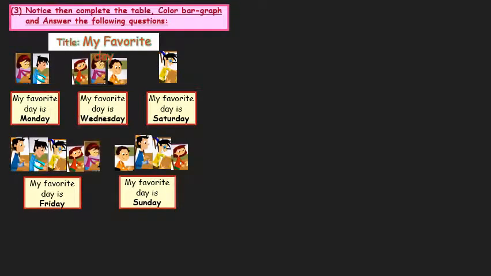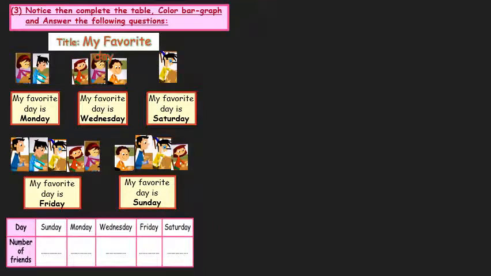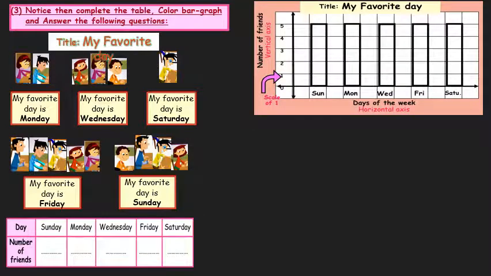Note, then complete the table and color the bar graph and also answer the following questions. These questions include all of these lessons. Okay? Here we have random data, which is my favorite day. And here we have a table, which I should organize the data inside. And here we have a bar graph.